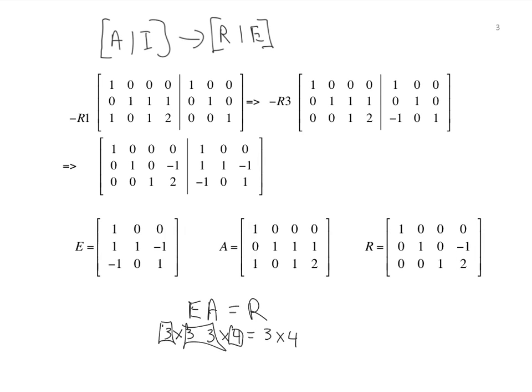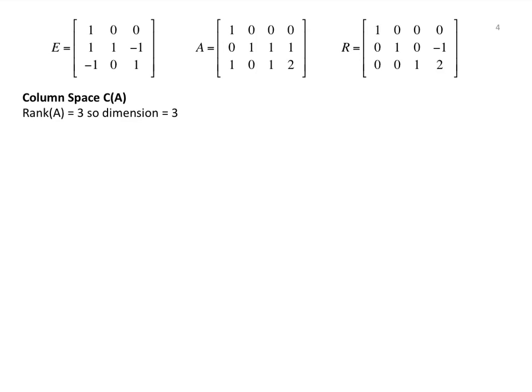That is the reason, or one of the reasons why we had to start with an identity that was only a 3 by 3 identity. Because in the end, our E is going to be a 3 by 3 elimination matrix, so that this whole multiplication works out. Okay, so we've made it to our E, A, and R, and we now have all the information that we need to find all of our fundamental subspaces.